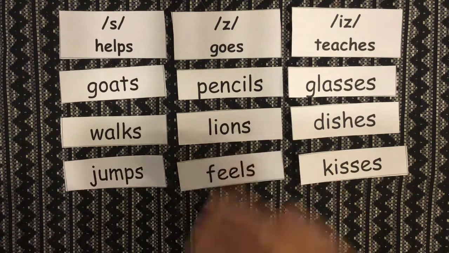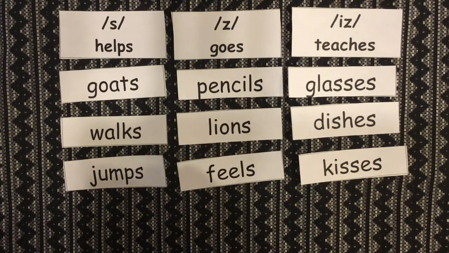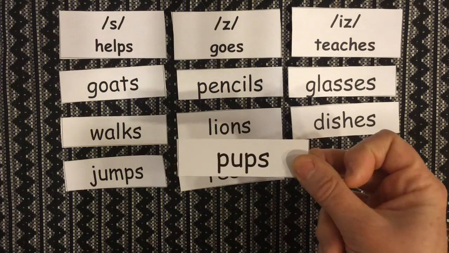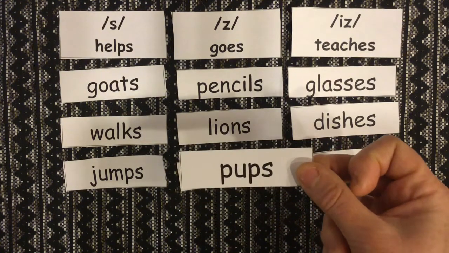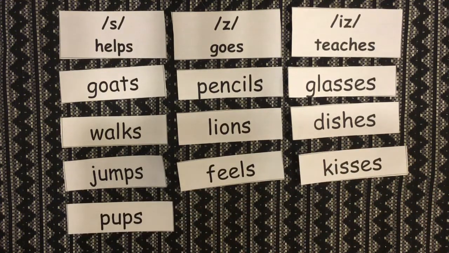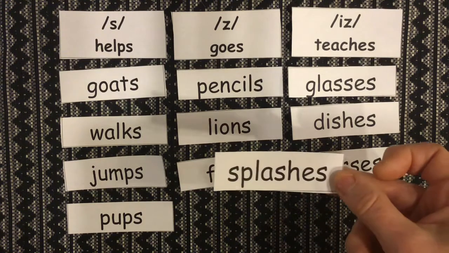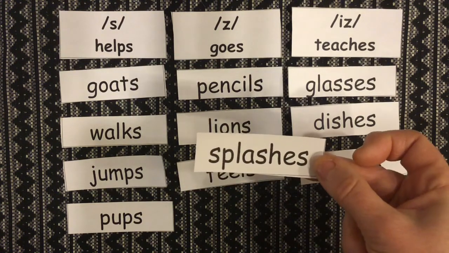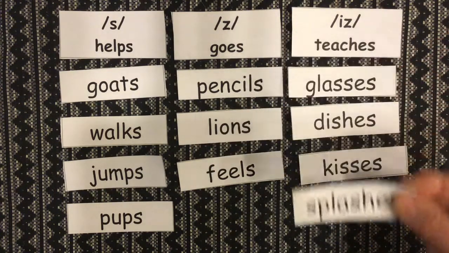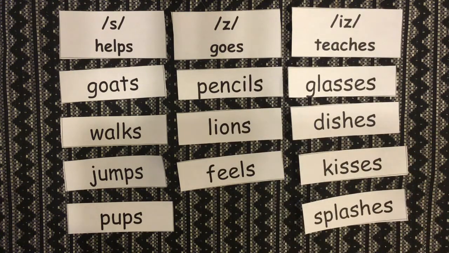Here we go. Just a few more. Pups. I'm thinking of lemon shark pups, like from our other book. Pups. S, s. What ending? S. You got it. The next one is splashes. Splashes. Iz. Did you hear the iz at the end? And finally, let's see.